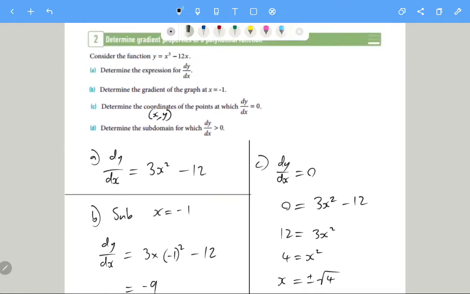Alrighty, part D asks us to determine the subdomain for which dy dx is greater than 0. So to do this, we've got two options. One is to sketch y, and the other is to sketch dy dx. So this becomes a question: would we rather sketch this, or would we rather sketch this? Now my answer is I would always rather sketch a lower order polynomial, meaning I'd rather sketch a quadratic over a cubic. So I'm going to be sketching dy dx.